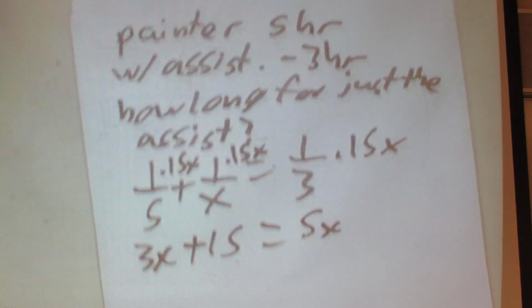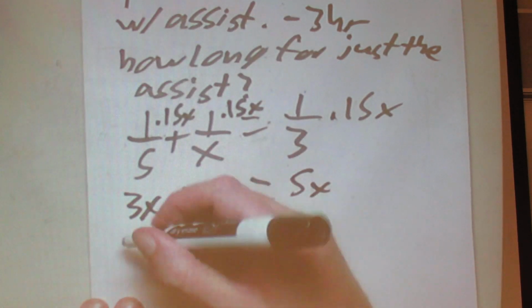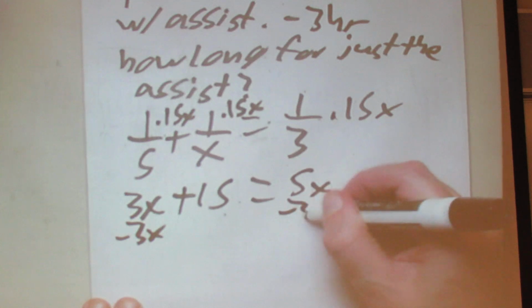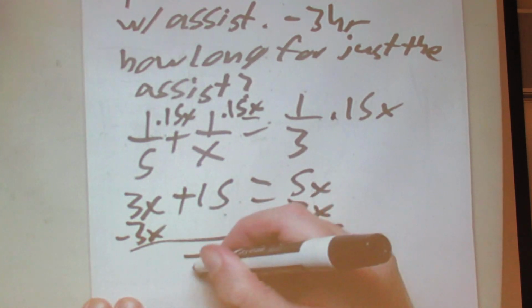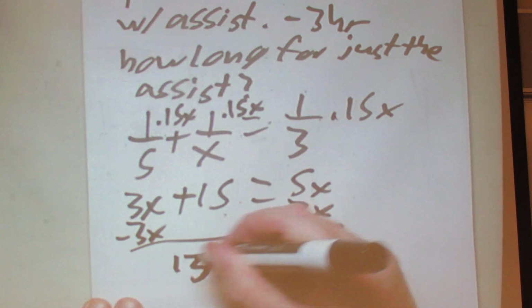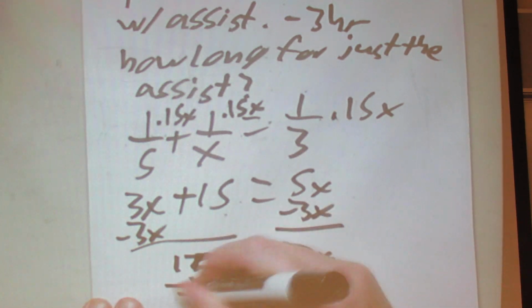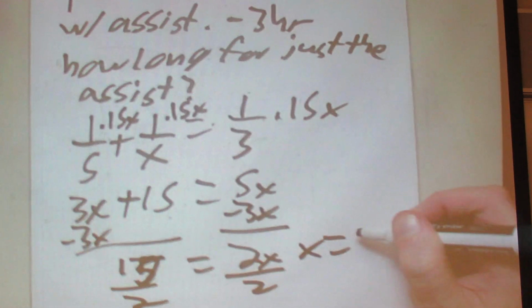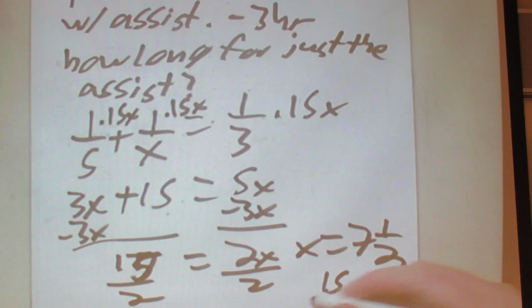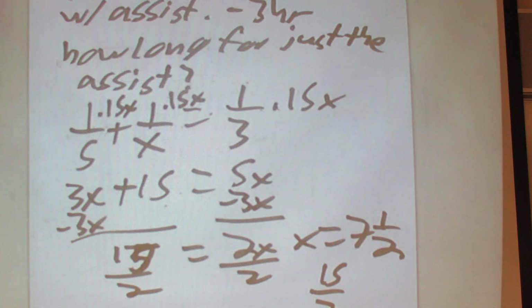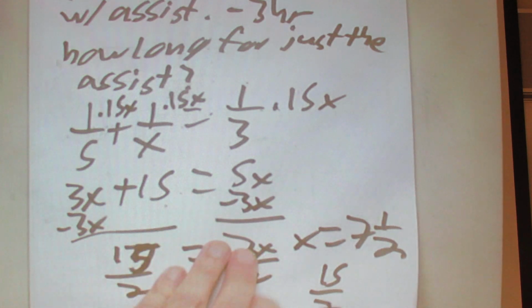So now we want our numbers on one side, letters on the other. So subtract 3x. We get 2x equals 15. Divide both sides by 2. x equals 7 1/2. It's 15 over 2, which if you work that out is 7 1/2. Either answer for something like that would be okay for me.